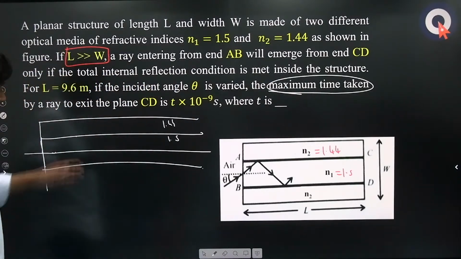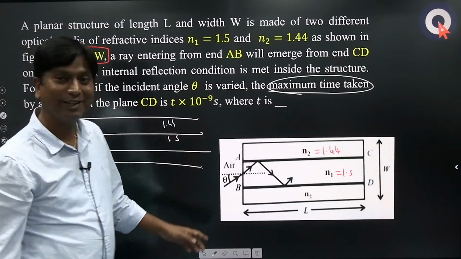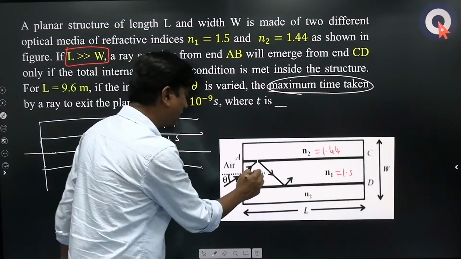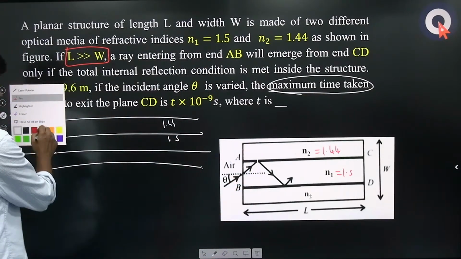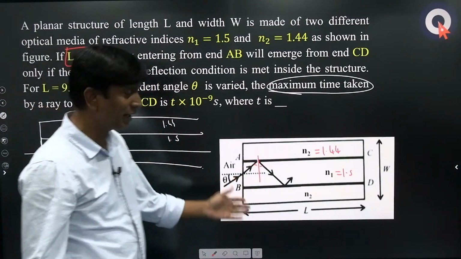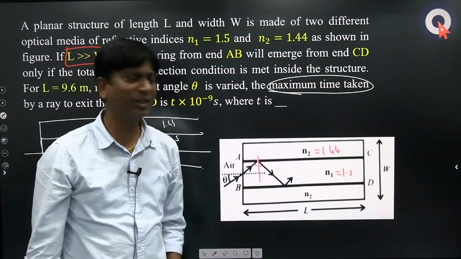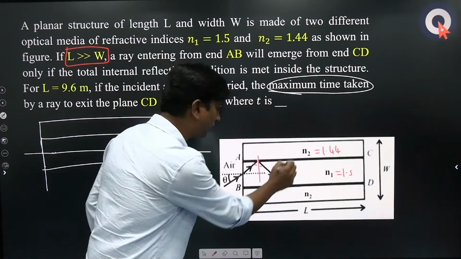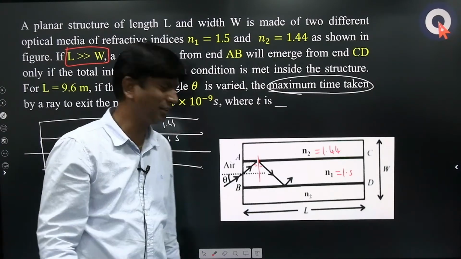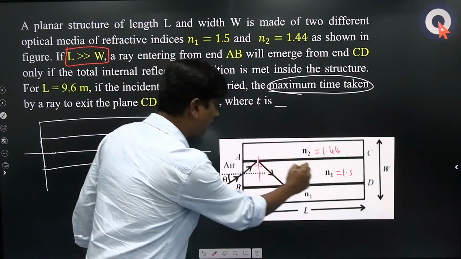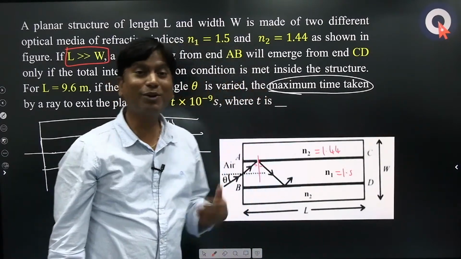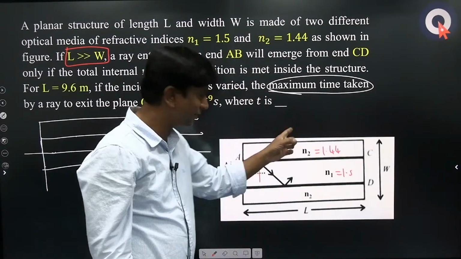Maximum time means more number of reflections have to take place. More number of reflections means, whatever this angle is, see, the worst case is the critical angle. If it is just slightly greater than the critical angle, then it will have a reflection. But if you take very much greater than the critical angle, it will go like this, like this, like this. So with less time it will come out. More time it has to come out, means more chances.